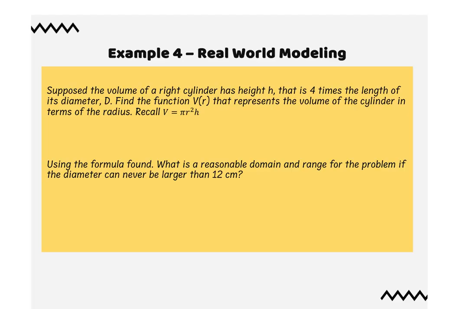So example 4 says, suppose the volume of a right cylinder has height h that is 4 times the length of its diameter d. Find the function V of r that represents the volume of the cylinder in terms of the radius. Recall that the volume equals pi r squared h. So it gives you the volume formula this time, right? And it gives you that the height, which is your h, is 4 times the length of the diameter, which is d. So height equals 4 times d, okay? But in my equation, what's my input values?